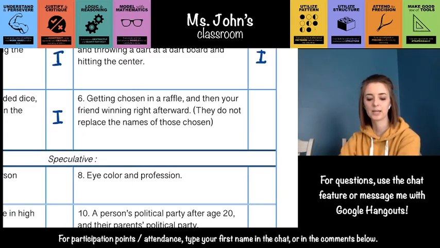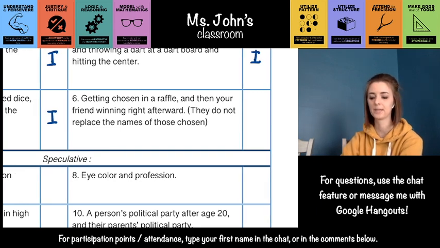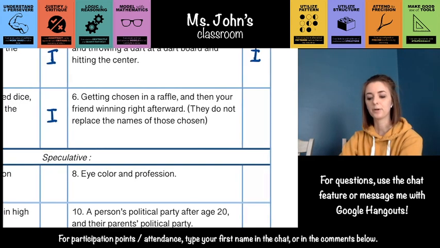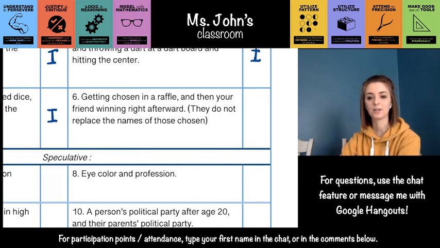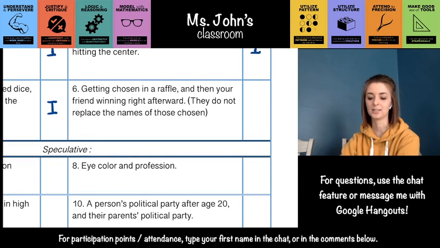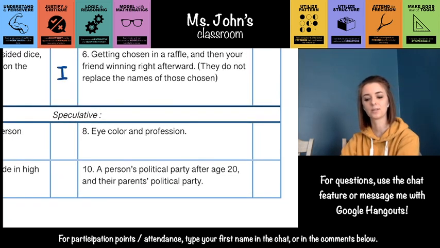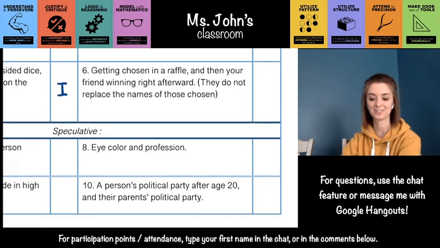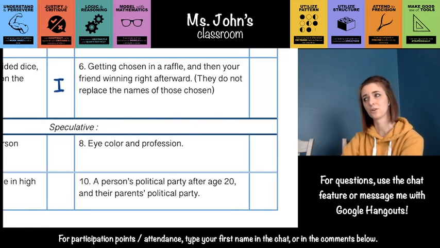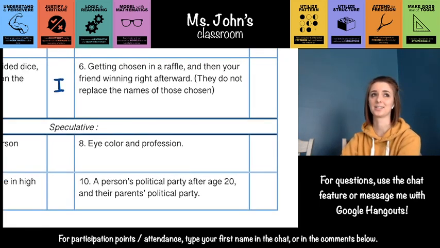Number 6, getting chosen in a raffle and then your friend winning right afterwards. And then it says they do not replace the names of those chosen. This is another one where because they're not replacing the people chosen, the probability of your friend getting chosen after you got chosen is actually different, right? So I could genuinely argue both ways on this one. If you think it's the other way around, if it doesn't matter if you got chosen, as long as somebody got chosen, then the probability of the friend is the same.